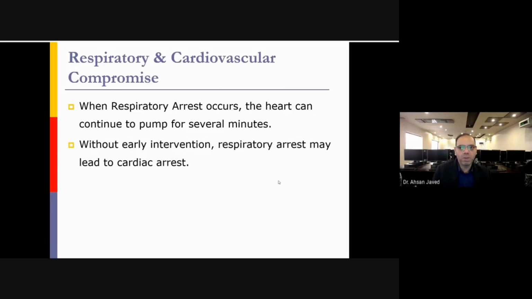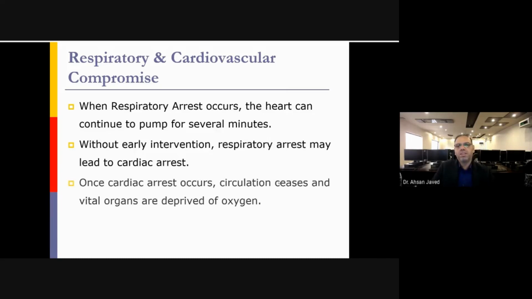When no blood is going to the brain, it leads to brain death, and eventually biological death occurs. So without early intervention, respiratory arrest will eventually lead to cardiac arrest. Once cardiac arrest occurs, circulation ceases and vital organs become deprived of oxygen, and the brain is the first organ damaged by the lack of oxygen.